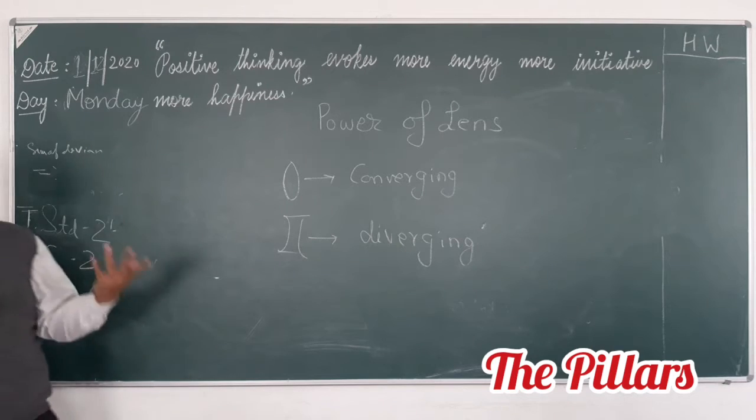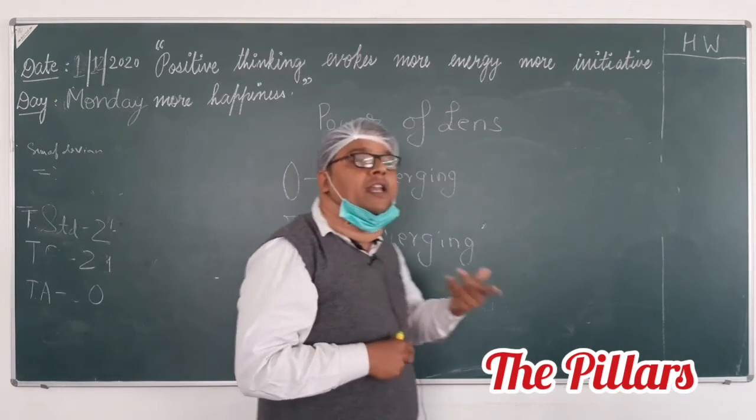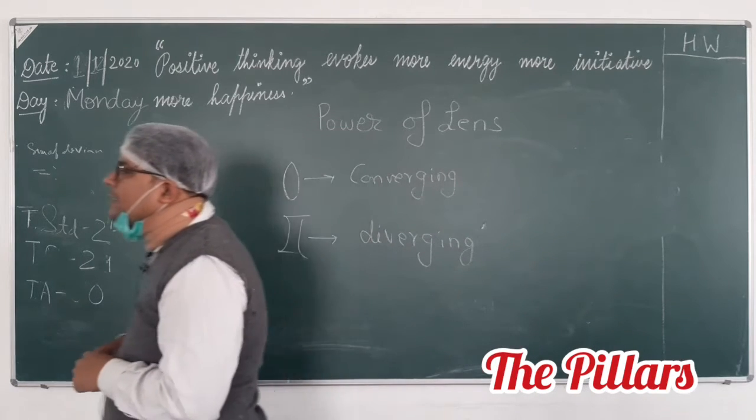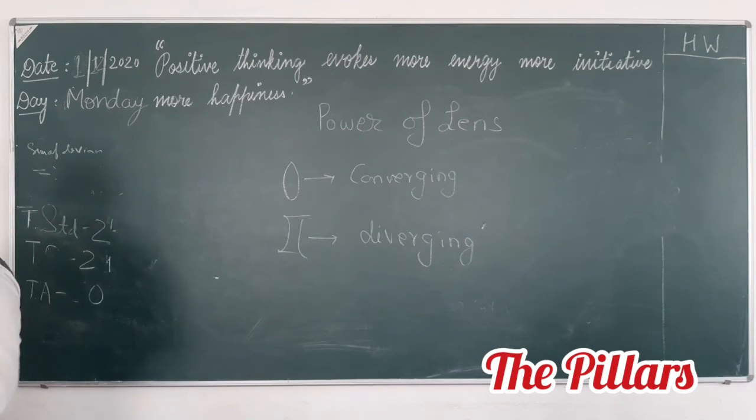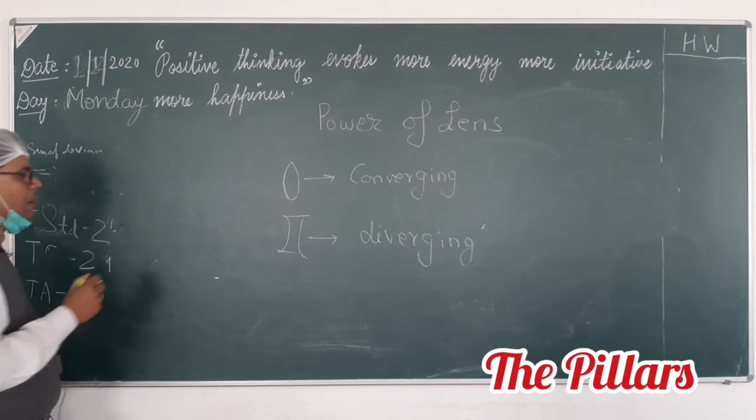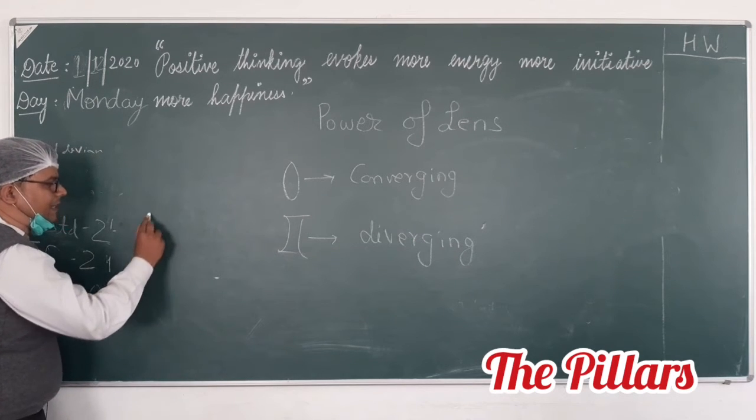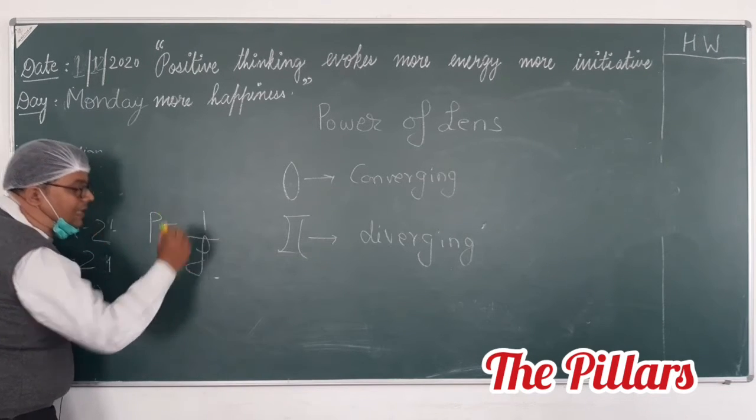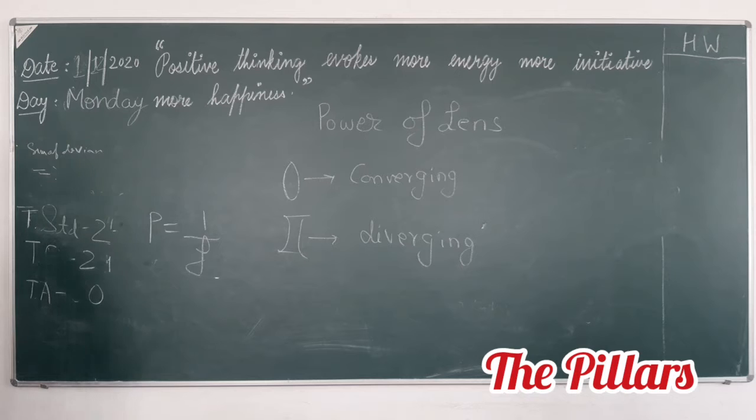Mathematically, power of lens is defined as the reciprocal of focal length, and that too in meter. So power of lens is mathematically 1 upon f, and your focal length should be in meter.